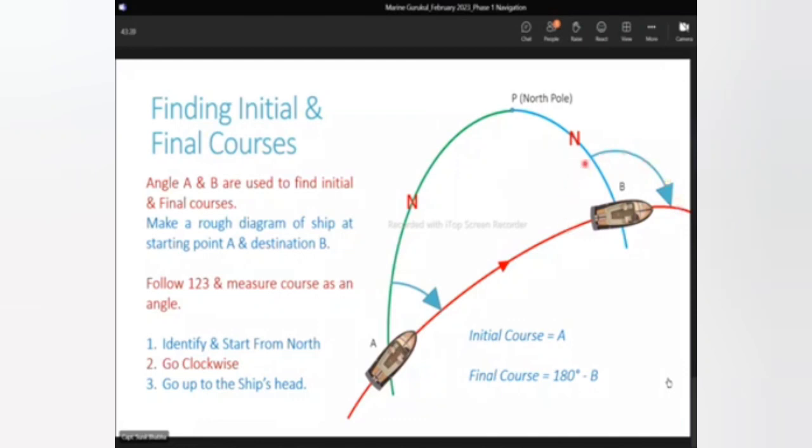This total angle being 180 degrees, we know the inner angle B. So 180 minus the inner angle B gives us the outer angle B. The outer angle B is what we require. Outer angle B is our final course. So 180 minus the angle B calculated using the cosine formula gives us the final course of the ship.